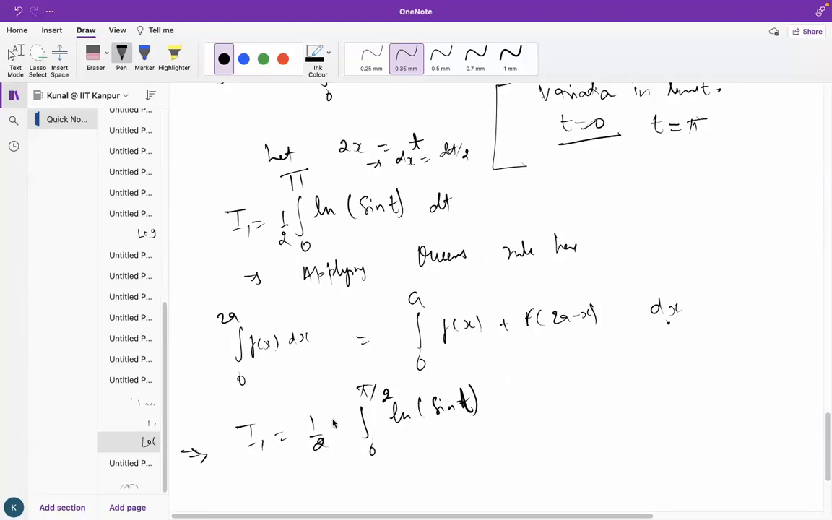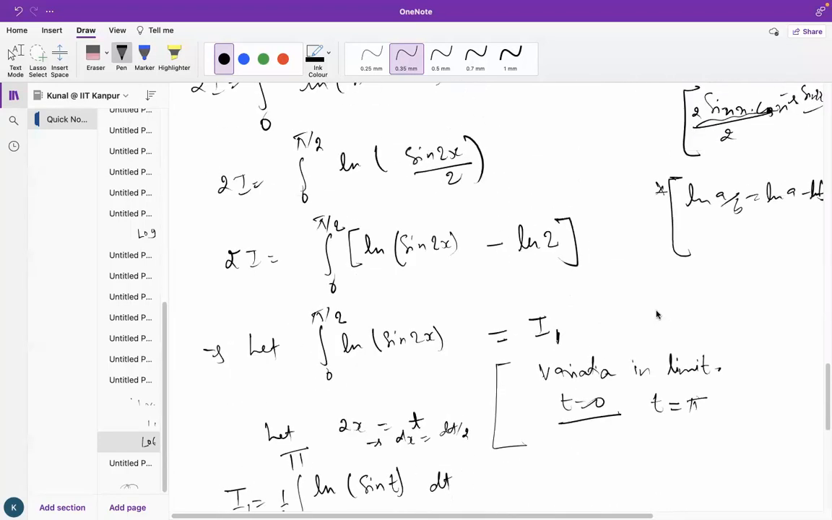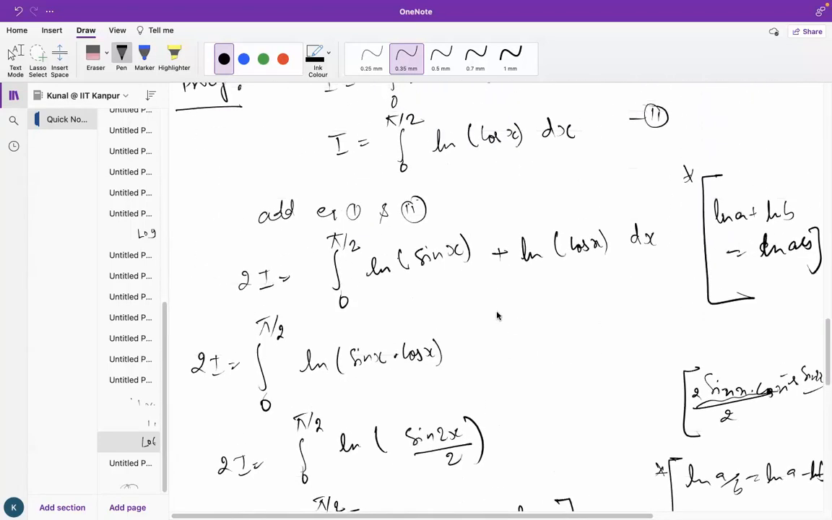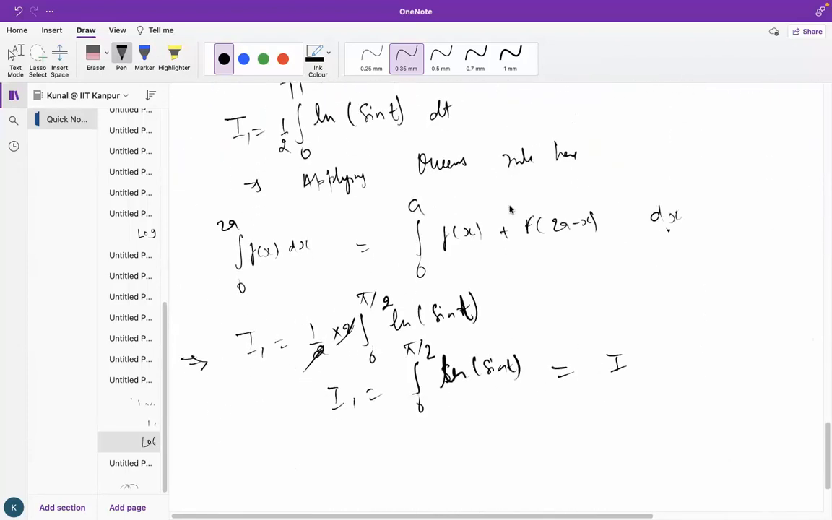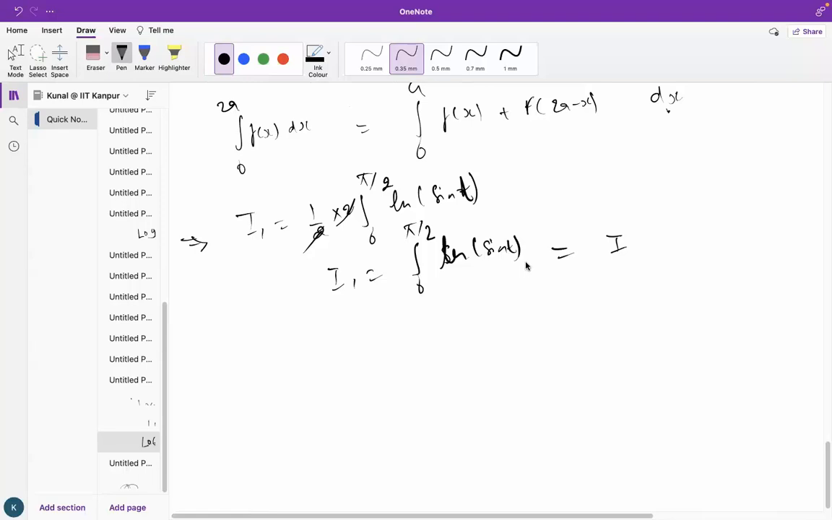So it's also equal to 2. So this gets cancelled. So our I1 is equal to integral from 0 to pi by 2 of ln sin t. Are you getting my point? What I'm trying to say? And this is equal to I. If you look here, what is our I actually? 0 to pi by 2 ln sin x dx, right? And here we get the same thing in terms of dt. And the variable can be changed according to our convenience.